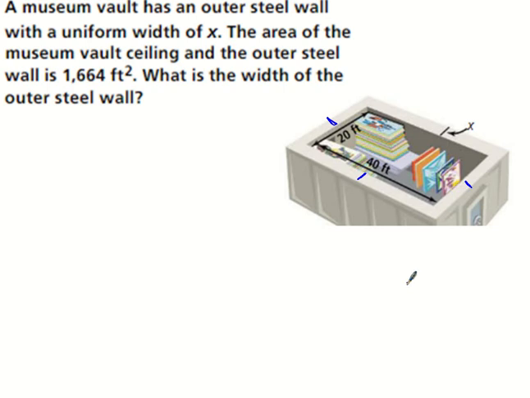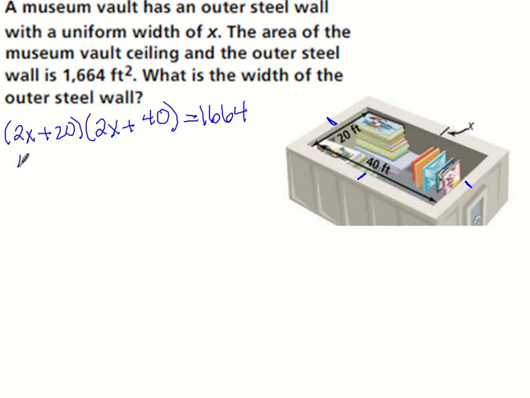So our favorite thing is always setting this up, right? So remember, if this is my ceiling, and that's the width or the length, whatever, we are going to add 2x. So we're going to go 2x plus 20. And then same thing here, length 40, but we have to add these two x's, so 2x plus 40. And this equals, we already know the area, 1,664.